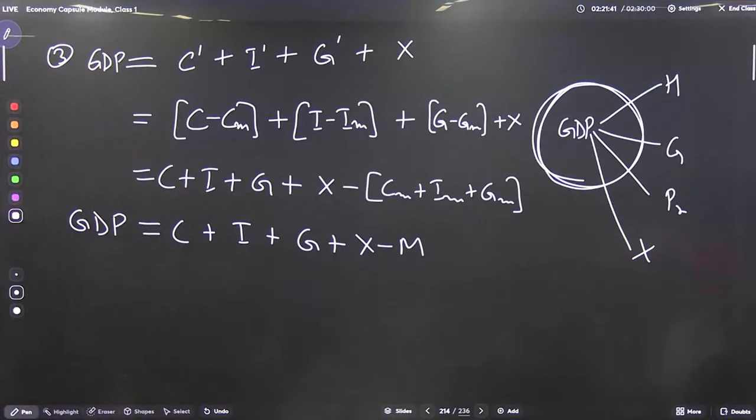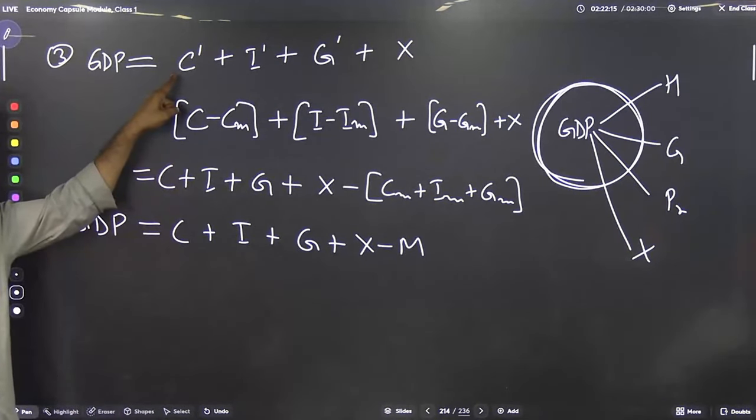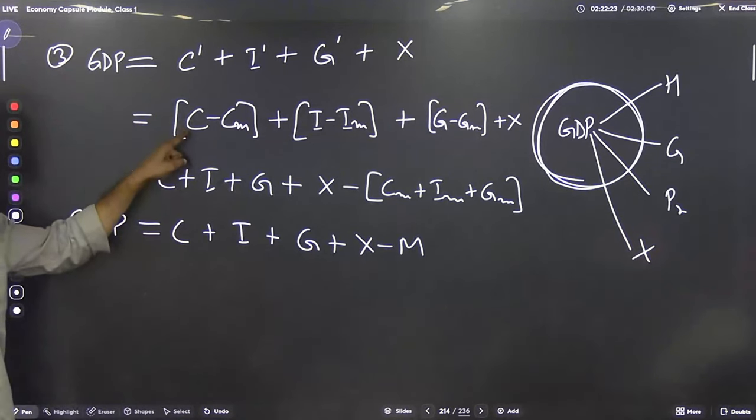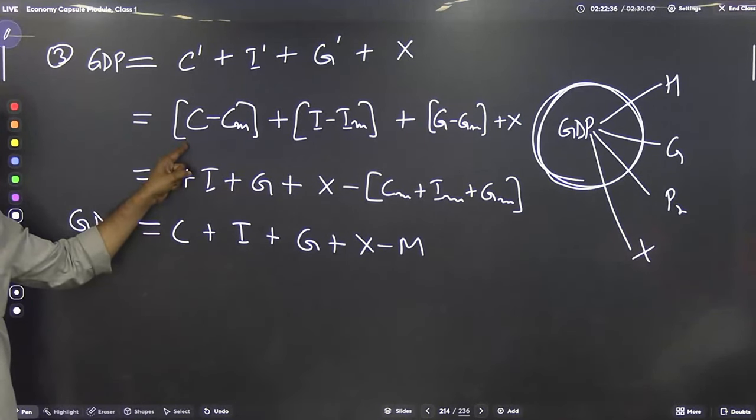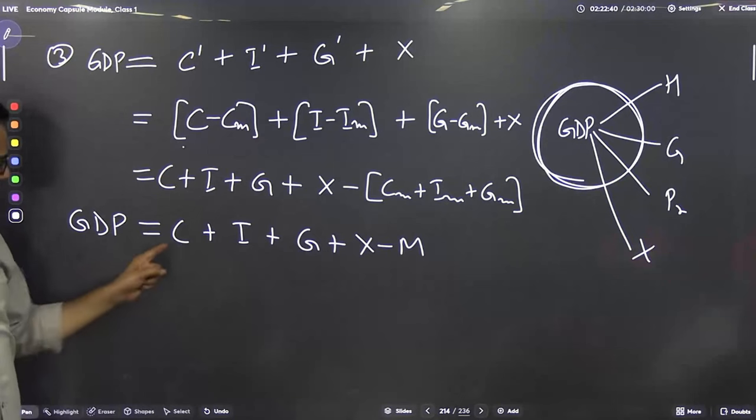So what is this C? C kya hai? Domestic or imported or both? Both hai. Aapki aankh ke samne likha hua dekhiye. This is expenditure by household on domestic. Why we are calculating domestic? GDP. This is domestic. This is domestic plus import minus import. So this will give this. So C, what is C? Domestic plus import both, na? Huh? This is doubt. C is domestic and imported both. So this is domestic and imported both.